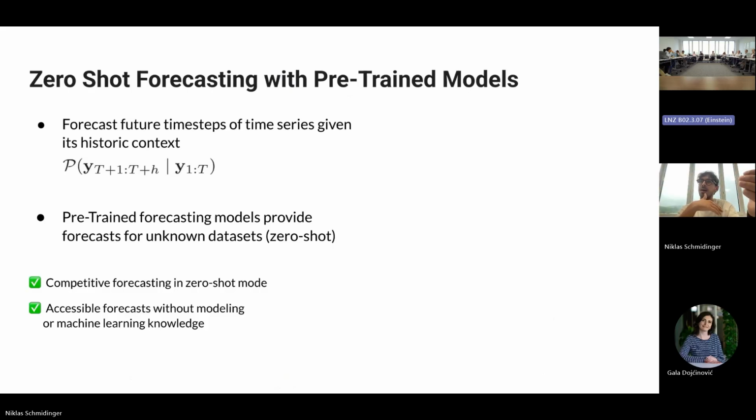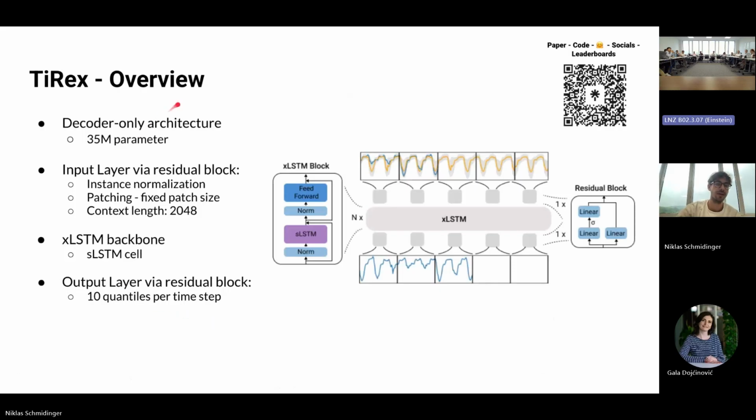So you give it the history, and because it has seen so many time series, it can out of the box make a reasonable forecast, so to say. And the cool thing is you don't need machine learning to model the time series, or don't need to train anything. You take your time series, you throw it in, and see what comes out. And this is the Tyrex.